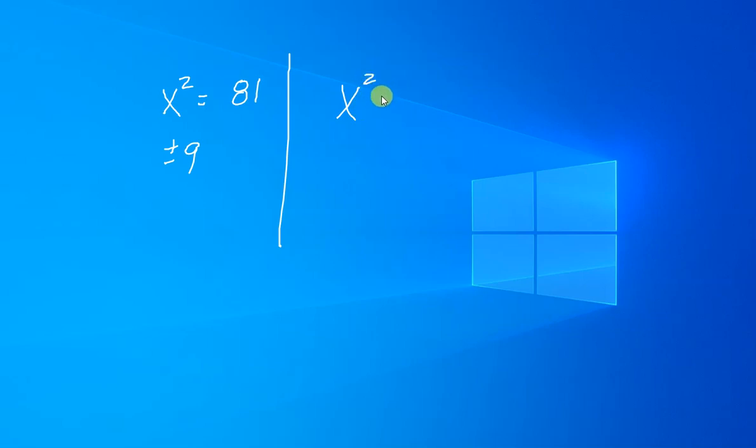Let's go with x squared equals 0. What's the answer to this? What number squared equals 0? Well, it's 0. And in this case, there's only one solution.